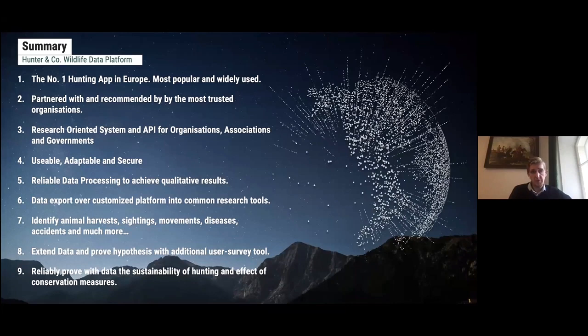The system is very much research oriented and is able to provide an API for organizations, associations, and government. Data is usable, adaptable, and secure. The amount of possibilities is limitless on what we are able to collect. And the data is also reliable because it comes from users that use the app for their own individual purposes, but can be adapted to request data from them for specific studies or specific purposes.